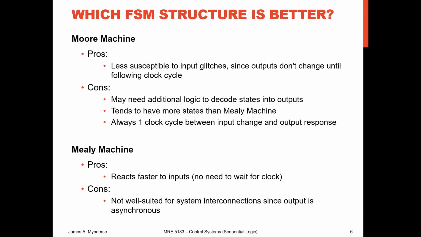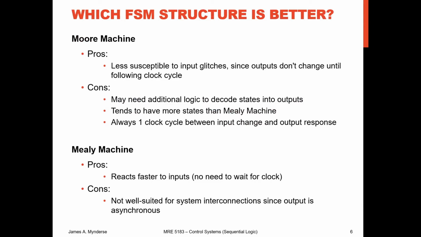So which way do you go with these? Well, the Moore machine has fewer problems with the input glitches because your input glitches would affect the state, and then the state affects the output, and so your input glitches don't go directly to the output. So it's less prone to the glitches, but it also takes a little bit more time because things have to propagate all the way through the state to the output, and it may need additional logic, versus the Mealy machine, which can be a little faster because it is responding directly to the inputs at times.